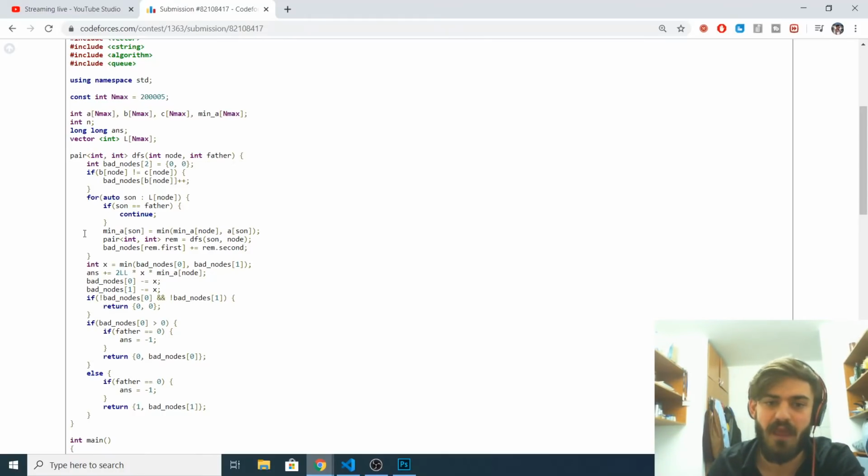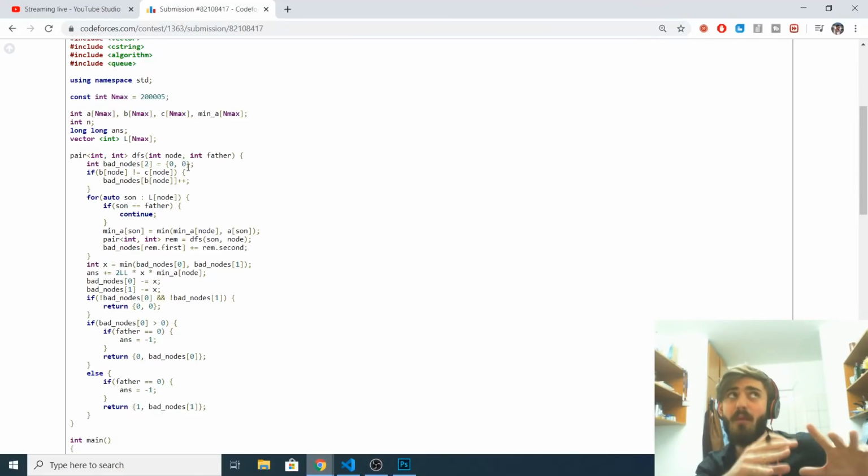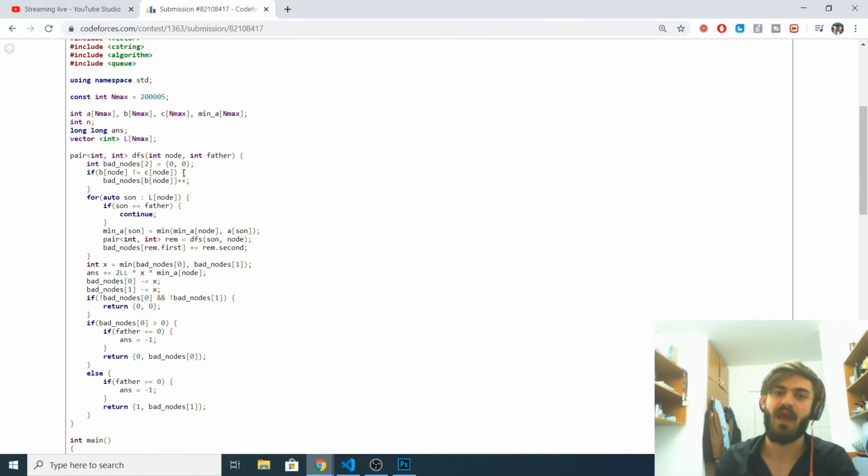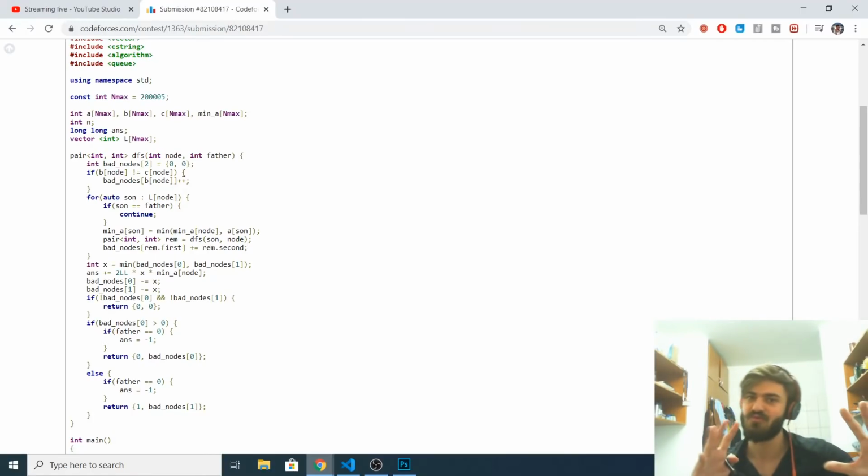That's classic. So I initialize an array of bad nodes of only 2 values, 0 and 0. Bad nodes of 0 means how many bad nodes I have that are initially 0 and need to be converted to 1, and how many of them I have that are initially 1 and need to be converted to 0, right? So this is the type 1 and type 2 nodes.